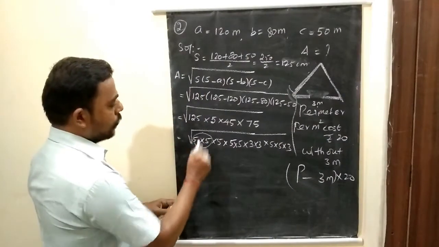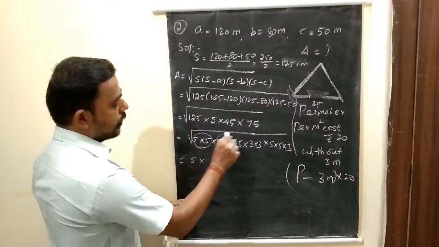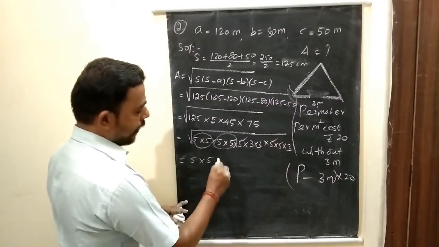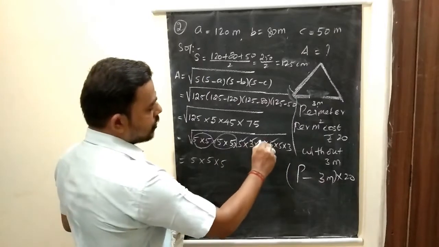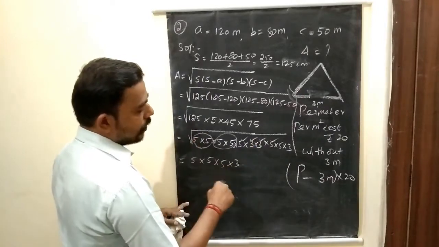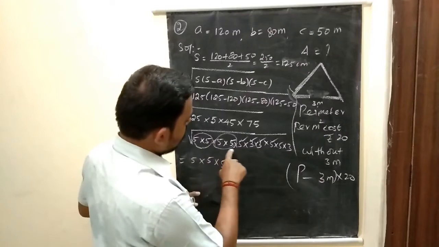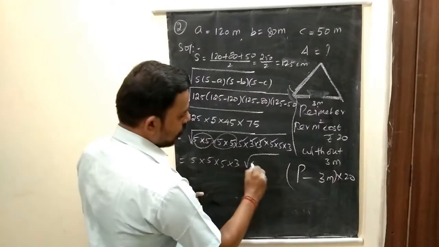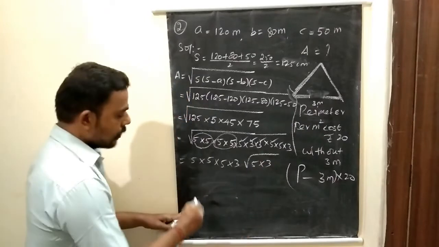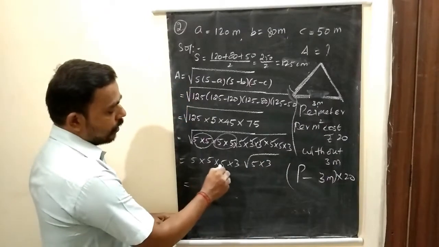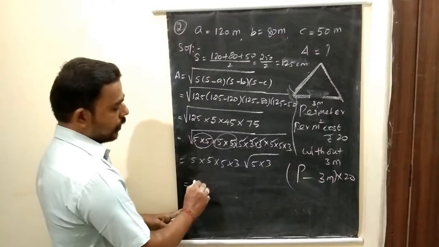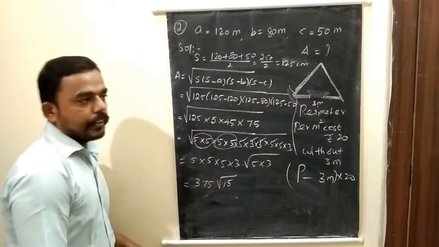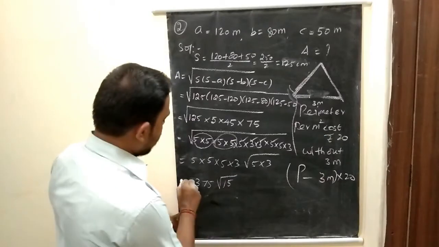For the first 2 fives, write 5. For the next 2 fives, write 5. For the first one, this number, write 5. For this 3, write 3. One 3. The remaining are all removed. Only 5 and 3. Write like that. So 5 fives are 125, into 3, 375, into root 3. This is the area.